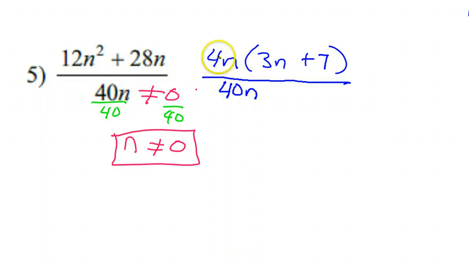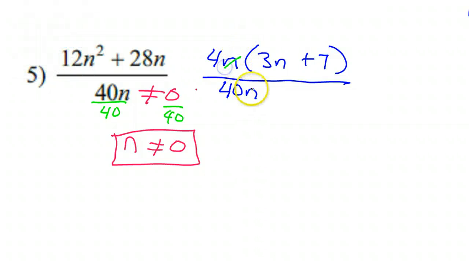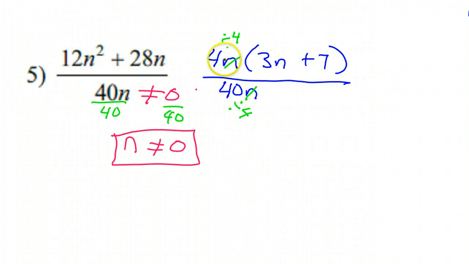I'm putting it over here on the left because I know I'm about to cancel some stuff out. So I know that these n's will cancel out. All right, this is connected by multiplication, so it's okay. So the n's cancel out. Now the 4 and the 40, these are both divisible by 4. So that's what I'm doing. I'm dividing these both by 4. Okay, if I do that, then 4 divided by 4 is 1.